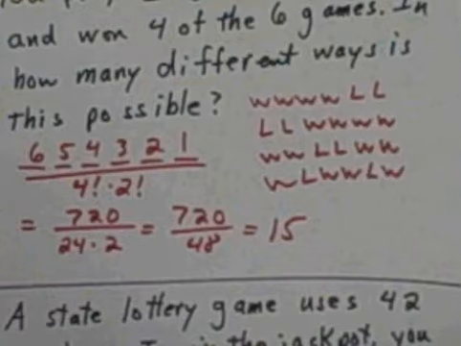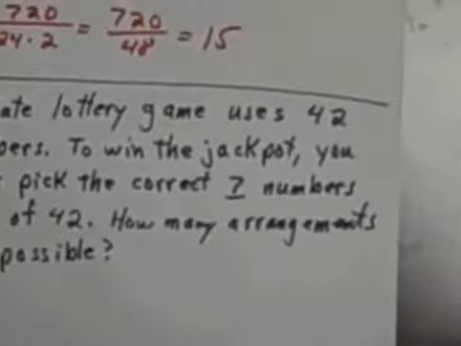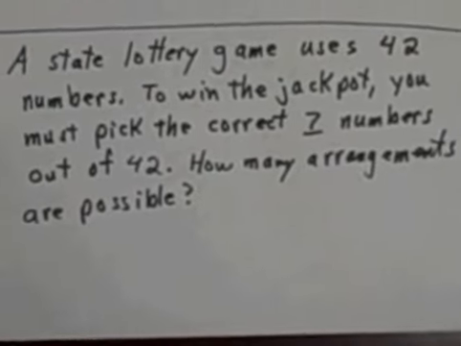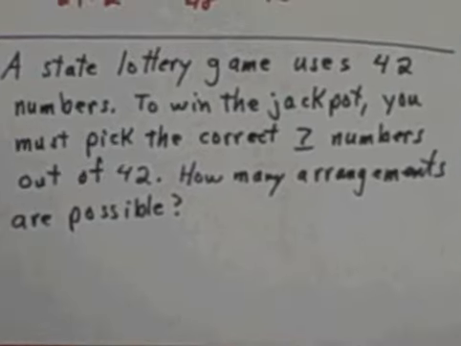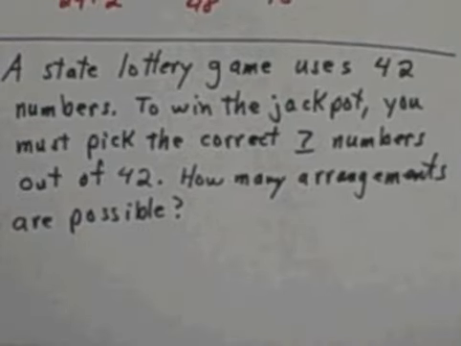Yeah, that was a little challenging problem. Let's continue. Next example. This is a state lottery problem. A state lottery game uses 42 numbers. They're usually numbered from 1 to 42 in this case. Now, to win the jackpot, you've got to pick the correct 7 numbers out of 42.